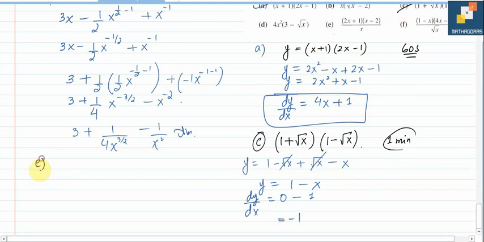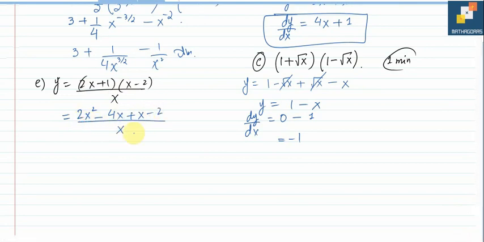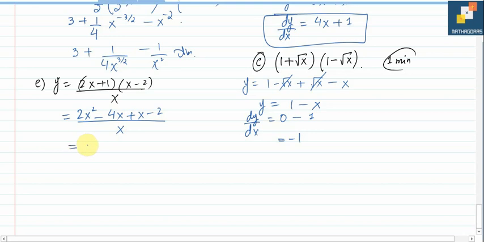Part E says y equals (2x + 1)(x − 2) divided by x. First we need to multiply the brackets. It will be 2x into x, 2x squared, plus minus minus 2x into 2, 4x, plus x minus 2, divided by x. After that, 2x squared minus 3x minus 2 divided by x.